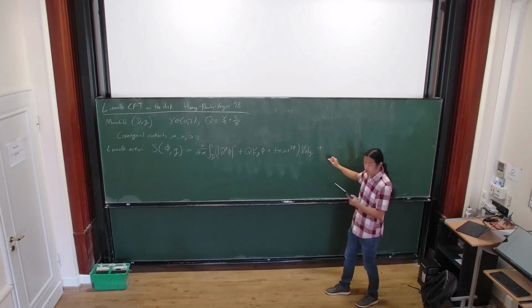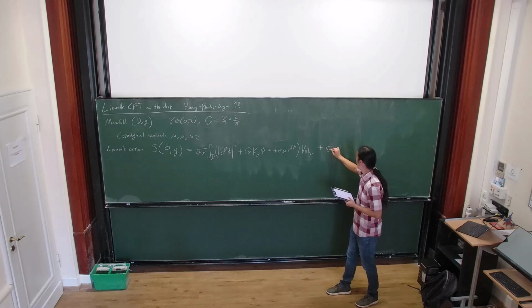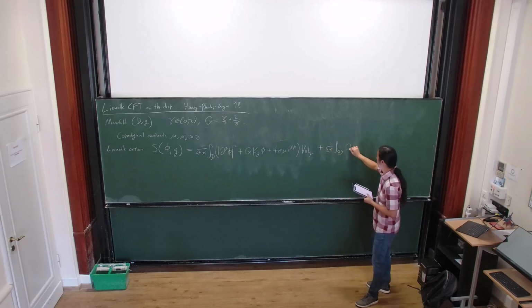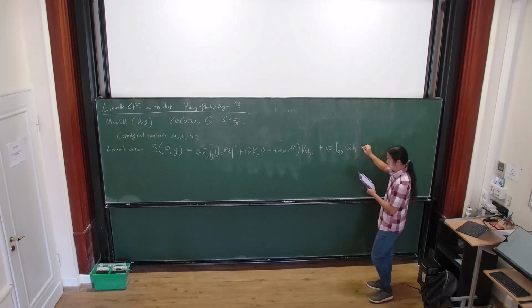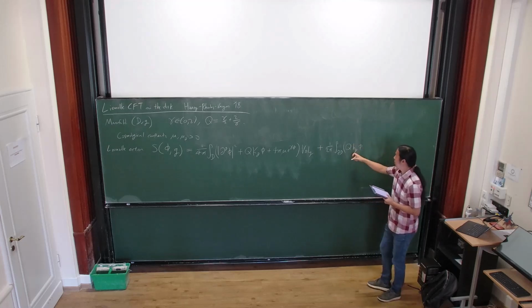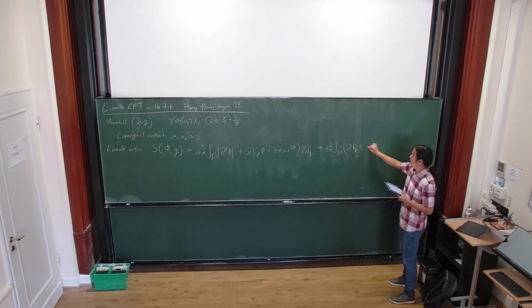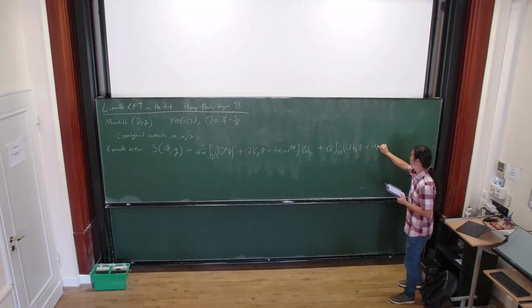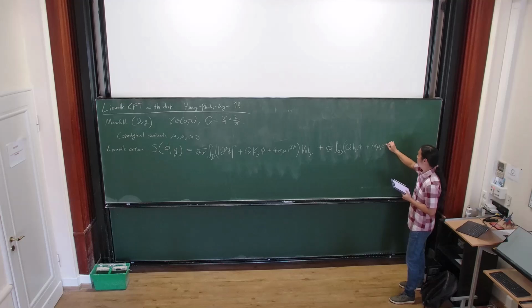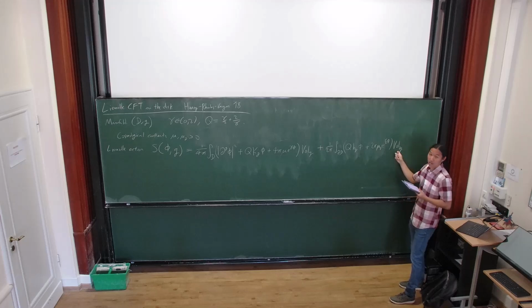You also have a boundary component. Again, you have this kind of curvature term, and you have this cosmological constant times exponential of the field, integrated against the volume form on the boundary.